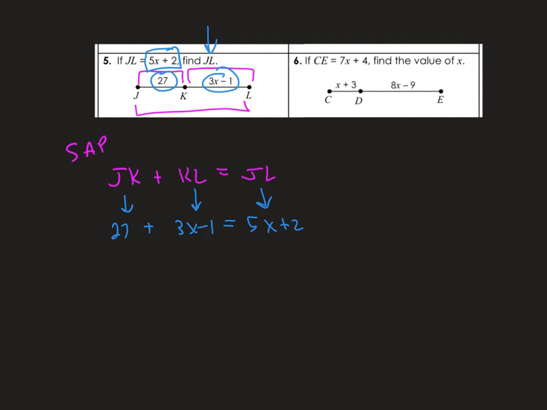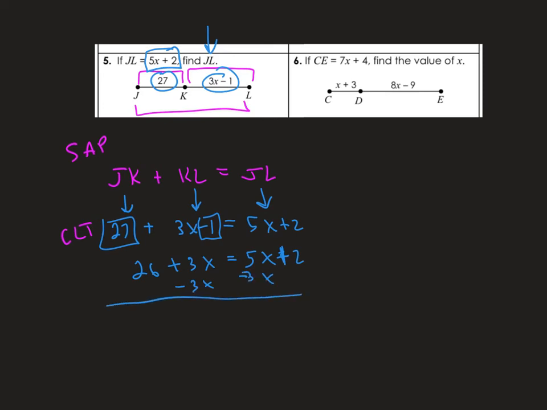First thing we want to do, now that we're in the algebra portion, is combine like terms. I know that positive 27 and negative 1 can go together. So 27 minus 1 is 26, plus the 3x that I didn't touch equals 5x plus 2. All right, so I have x's on both sides. So I'm going to choose to subtract 3x from both sides. And the reason I subtract 3x and not 5x is I want to keep my coefficients positive, right?